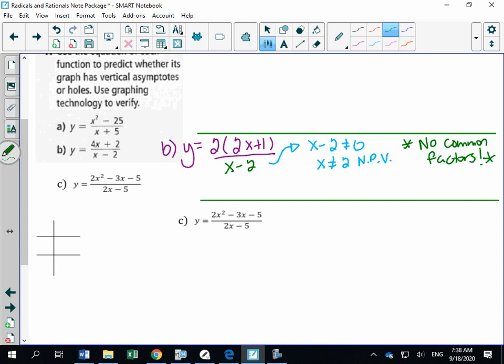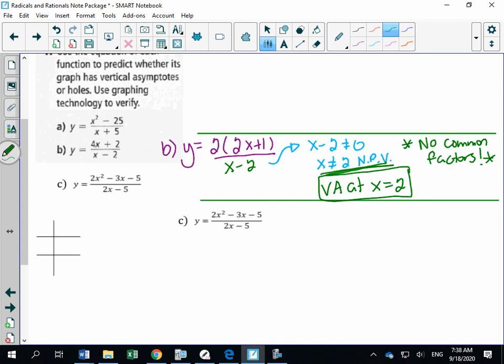What that means is our non-permissible value is a vertical asymptote. So this graph is going to have a vertical asymptote at, and we always have to say the equation of the vertical asymptote, and the equation of our vertical asymptote is x is equal to 2. So you wouldn't say x cannot be equal to 2 here. You tell me the equation of the vertical asymptote, and the equation is x is equal to 2.